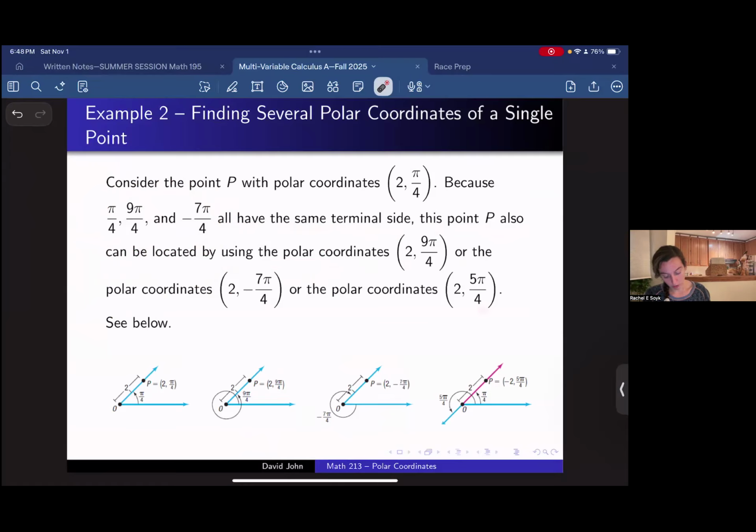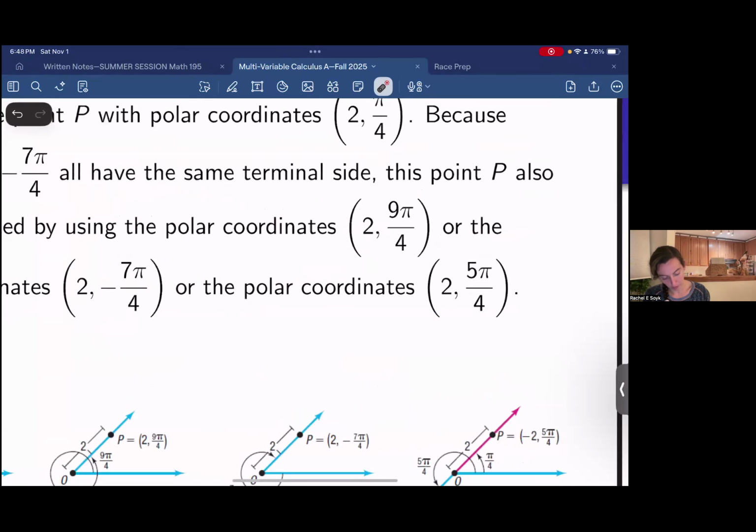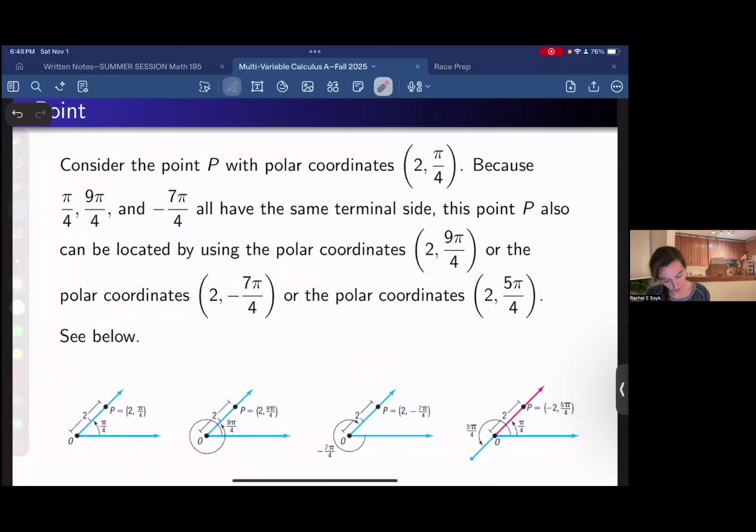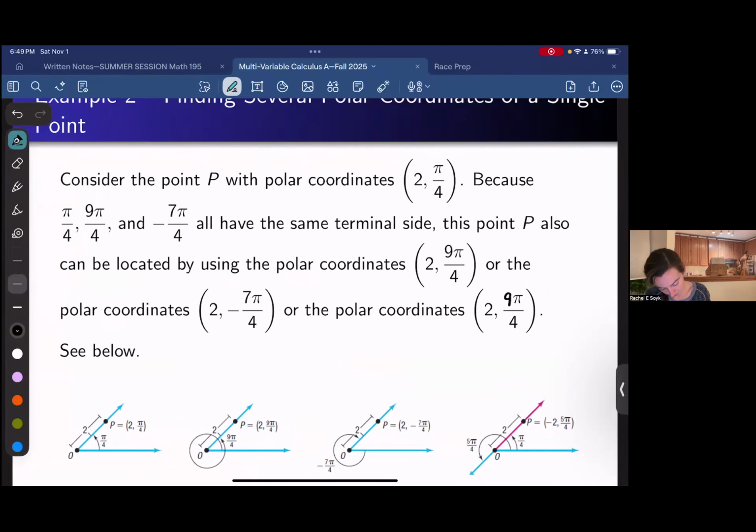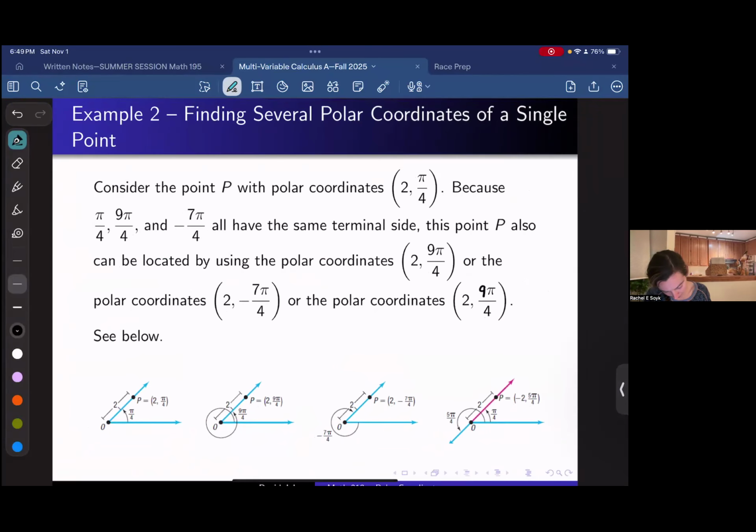or 2 comma, this should be 9 pi over 4. There's a little error here. Let me fix that. All right, that's better. I want to see if it's correct down here, though.